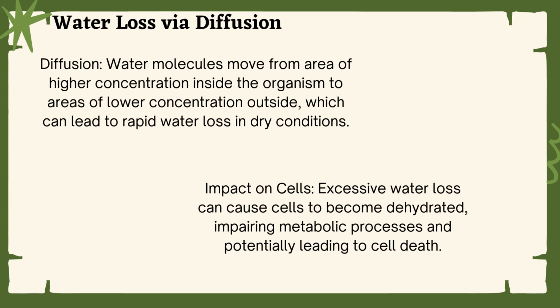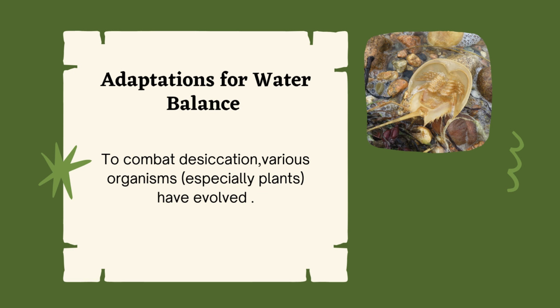Diffusion: water molecules move from an area of higher concentration inside the organism to areas of lower concentration outside, which can lead to rapid water loss in dry conditions. The impact on cells is excessive water loss, which can cause cells to become dehydrated, impairing metabolic processes, and potentially leading to cell death. Now, going on to adaptations for water balance. This combats desiccation. Various organisms, especially plants, have evolved.